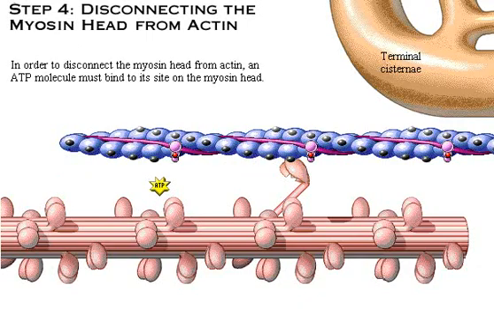In order to disconnect the myosin head from actin, an ATP molecule must bind to its site on the myosin head. Click the ATP molecule to disconnect the myosin head.